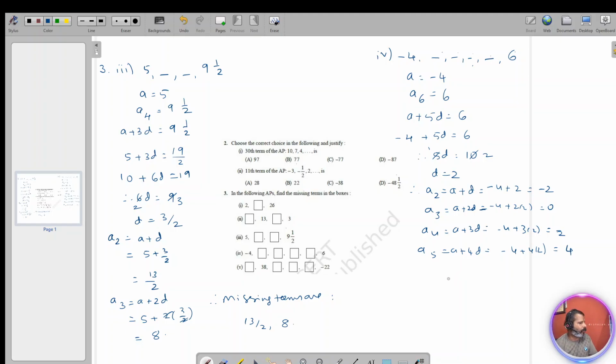Therefore, we conclude the missing terms are minus 2, 0, 2, 4. These are in AP. You can validate it because D we got is 2. Okay, the last one in the main we will see and wind up the class.